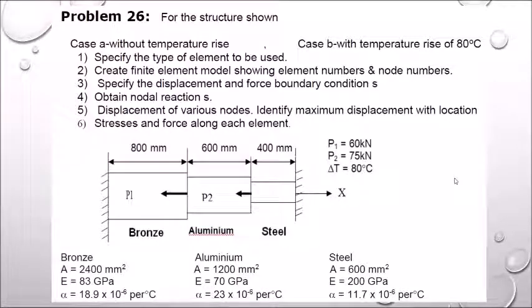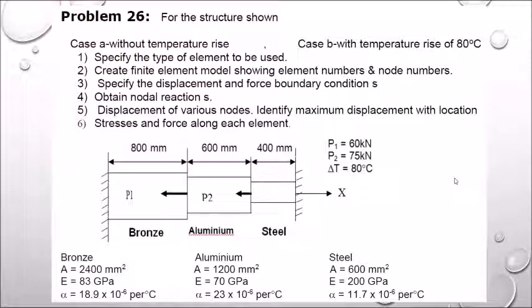Question number 26. For the structure shown, there are two cases. Case A is without temperature rise, case B is with temperature rise of 80 degrees Celsius. Specify the type of element used. It is Link 180. Create finite element model showing element numbers and node numbers. After meshing, whatever the element numbers and node numbers, that diagram you have to draw. Specify the displacement and force boundary conditions. Left node and right node, all degrees of freedom are constrained, that is the boundary condition. At the second node and third node, you are applying point loads, whose magnitude you can show.